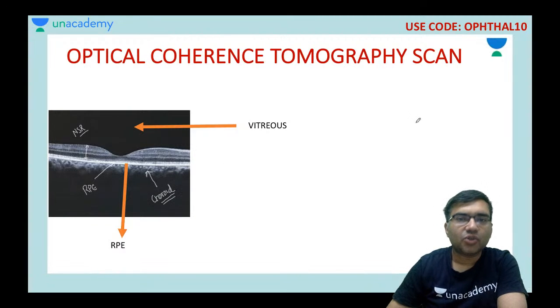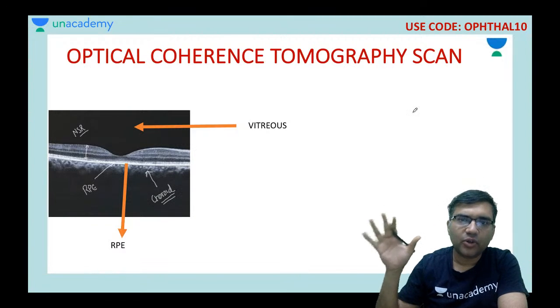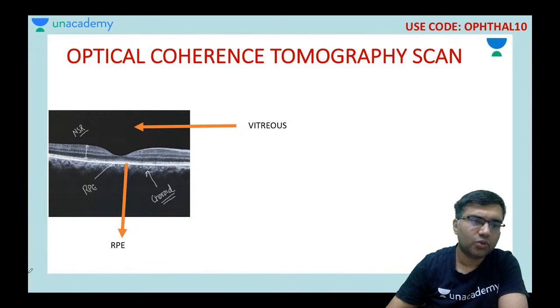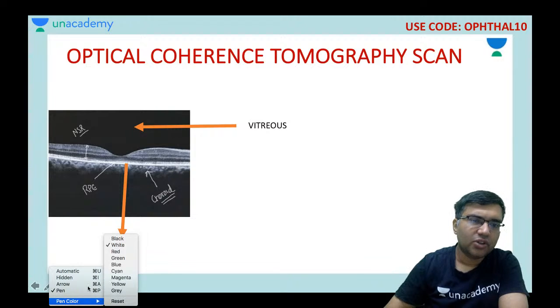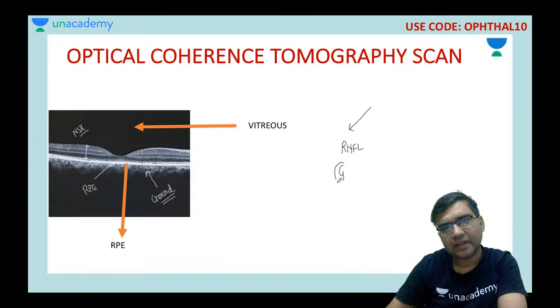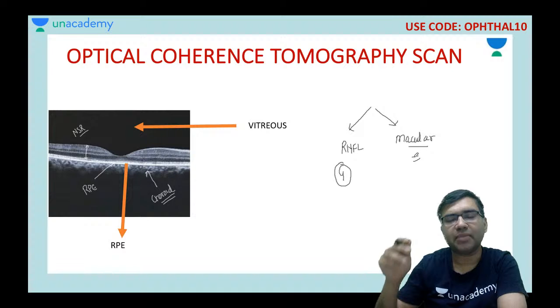Whenever you are doing an optical coherence tomography scan, you can have two varieties. One is that you can take a RNFL scan, retinal nerve fiber layer scan, which is very important for glaucoma, and the other is you can take a macular scan. So in today's session, we would talk about the various macular scans of various macular disorders.